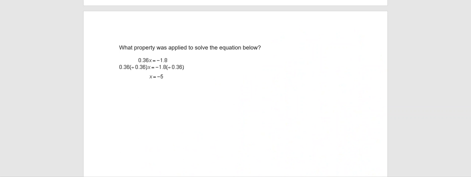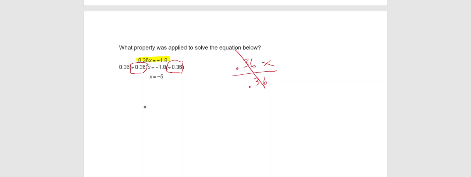Okay, here's another example. What property was applied to solve the equation? So look at the given equation. Despite what they're showing here, you know that this equation has 0.36 times x. What property do I use to solve the equation? I have to divide by 0.36, and that's what they show right here. Divide both sides by 0.36 to get x by itself.